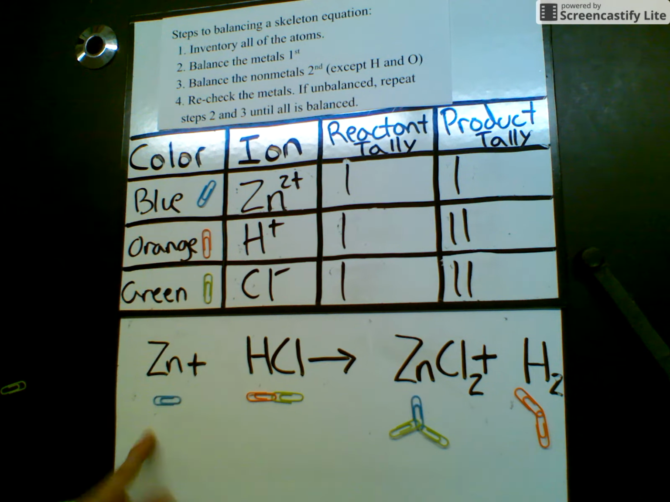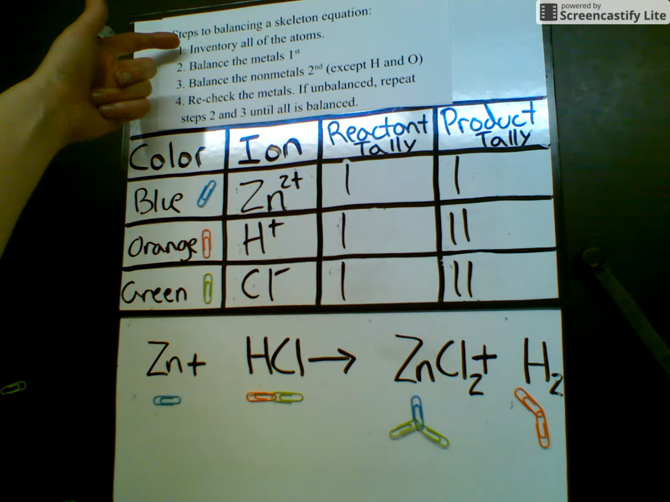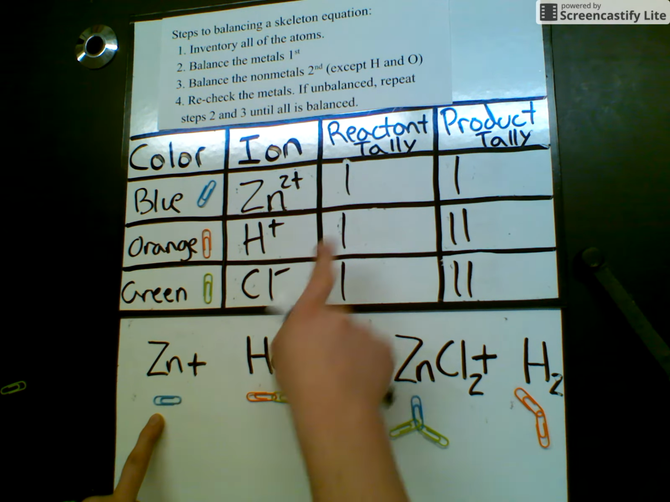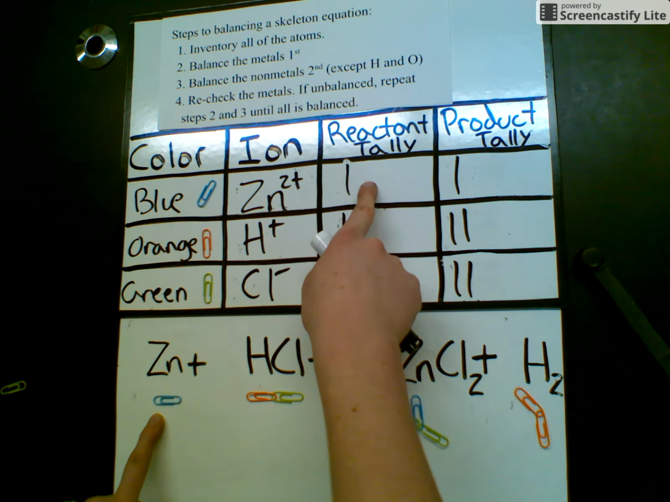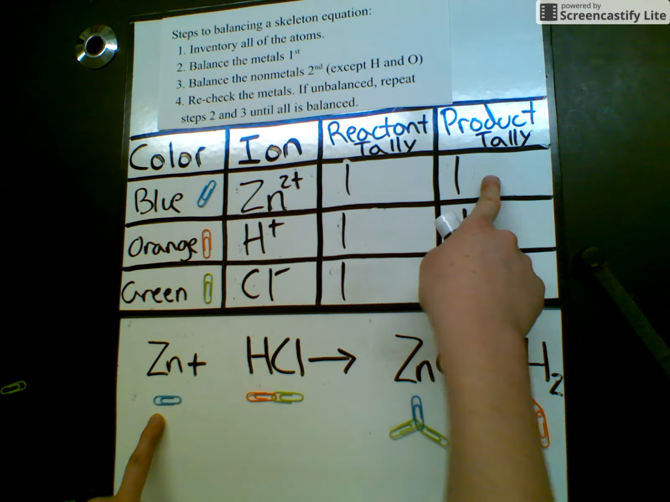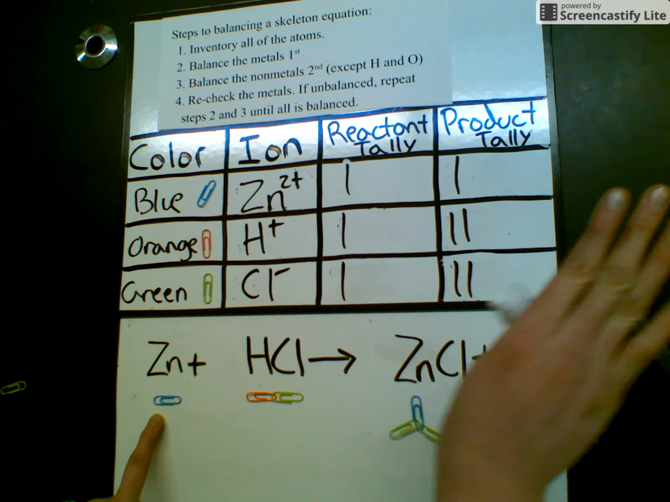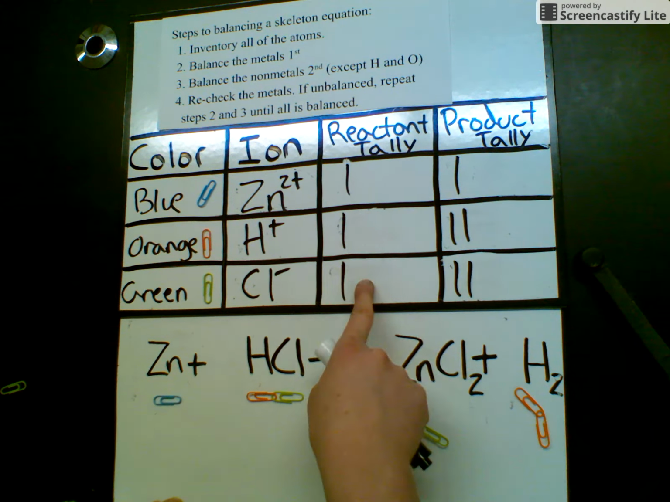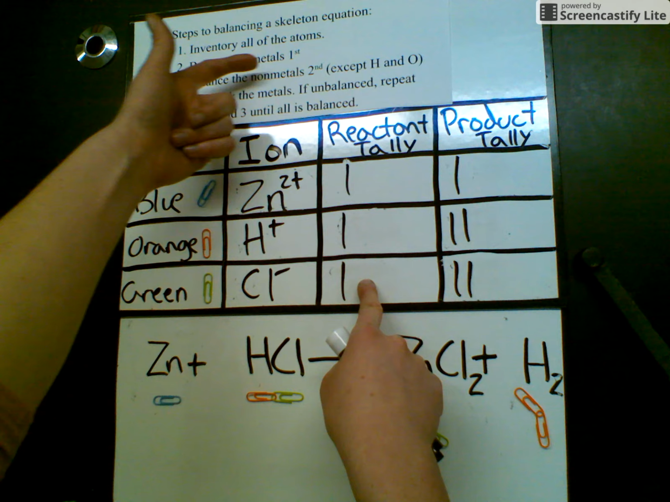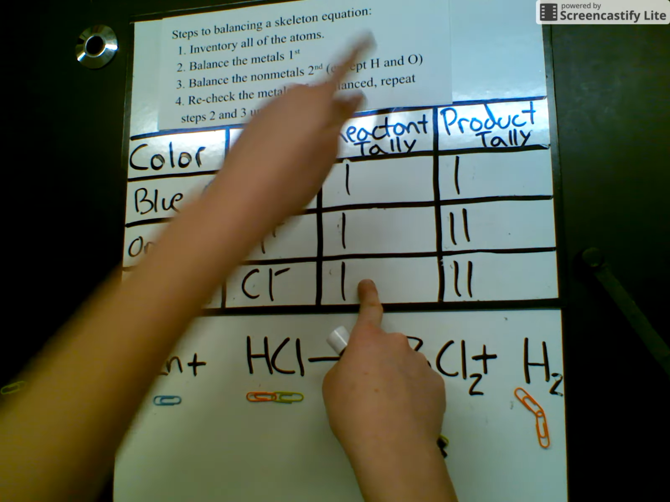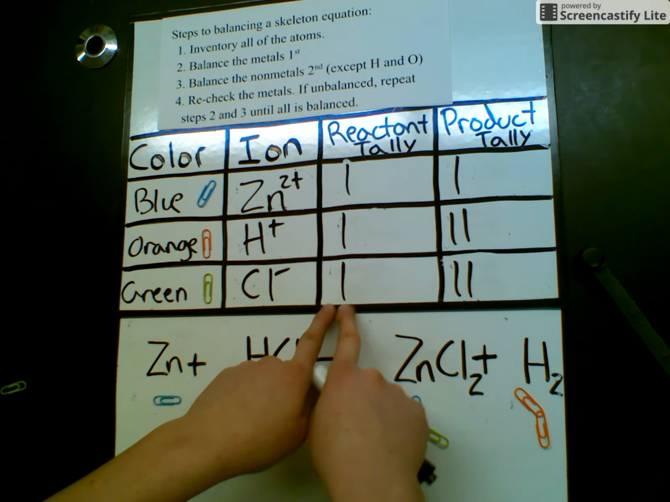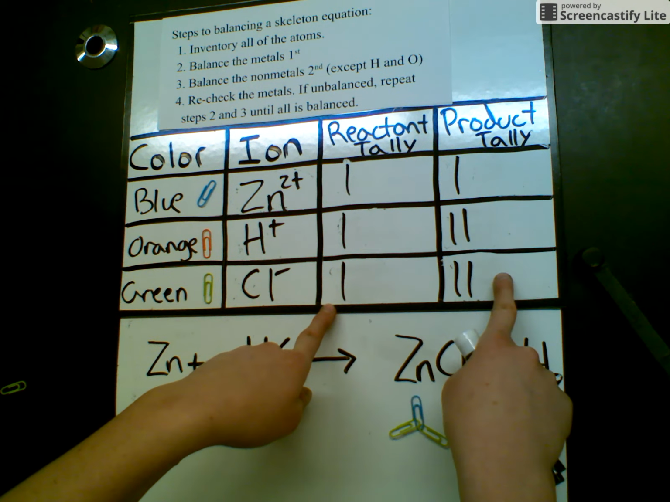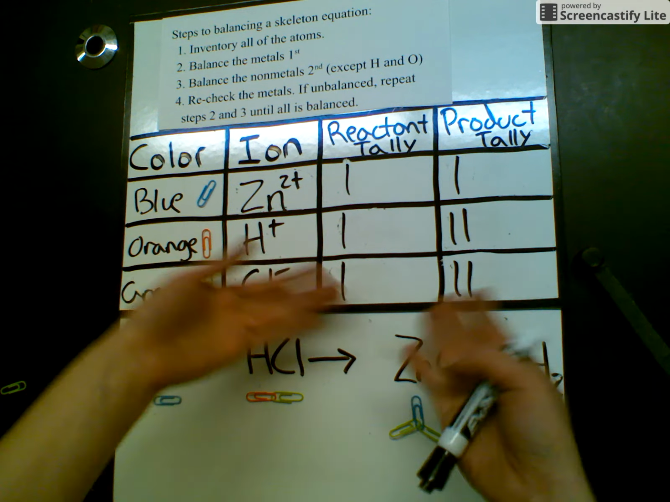So how are we going to do that? Well, first we're going to go ahead and inventory, which we already did, and we're going to balance the metals. So if we look at zinc, I have one zinc on the reactant side and one zinc on the product side. So this is already balanced, so I'm already done balancing it. I don't have to do anything with it. But if we look at hydrogen and chlorine, we go on to our nonmetals. We don't want to pay attention to hydrogen, so we're going to look at chloride. I only have one chloride ion on the reactant side, but two of them on the product side. So I need to reconcile that difference.